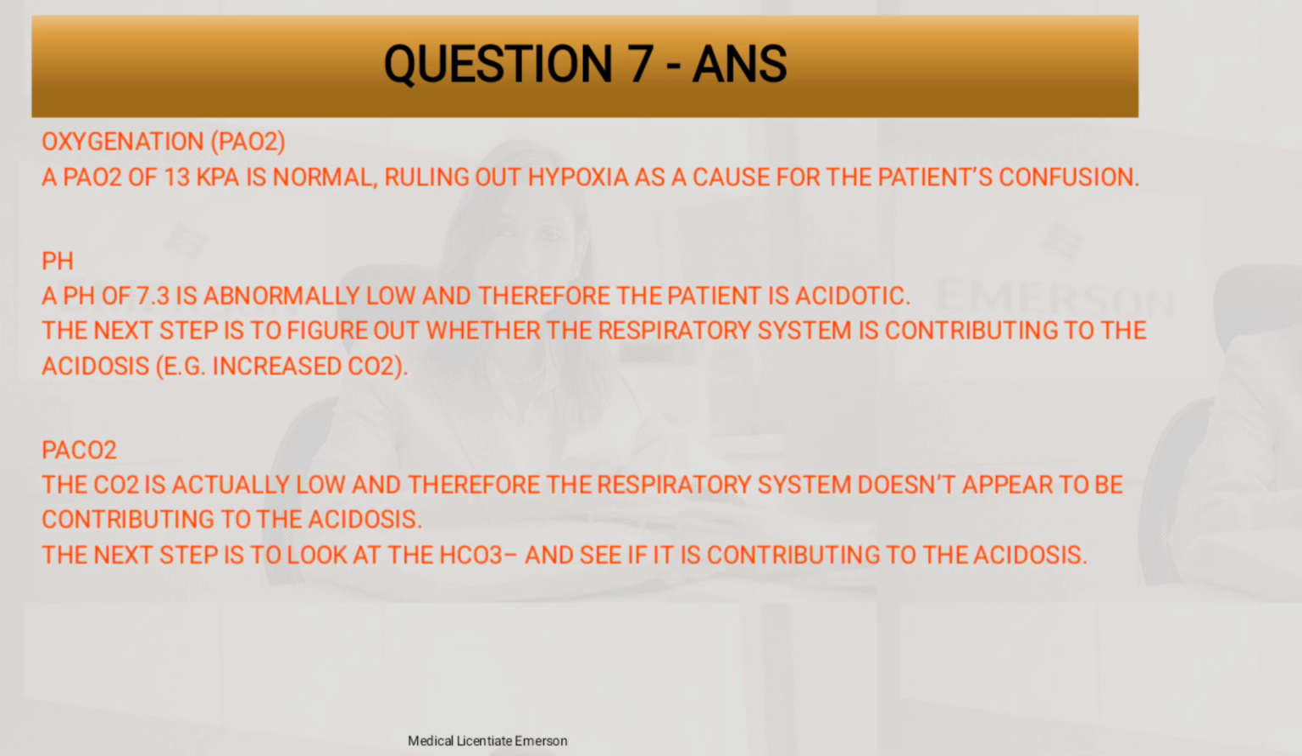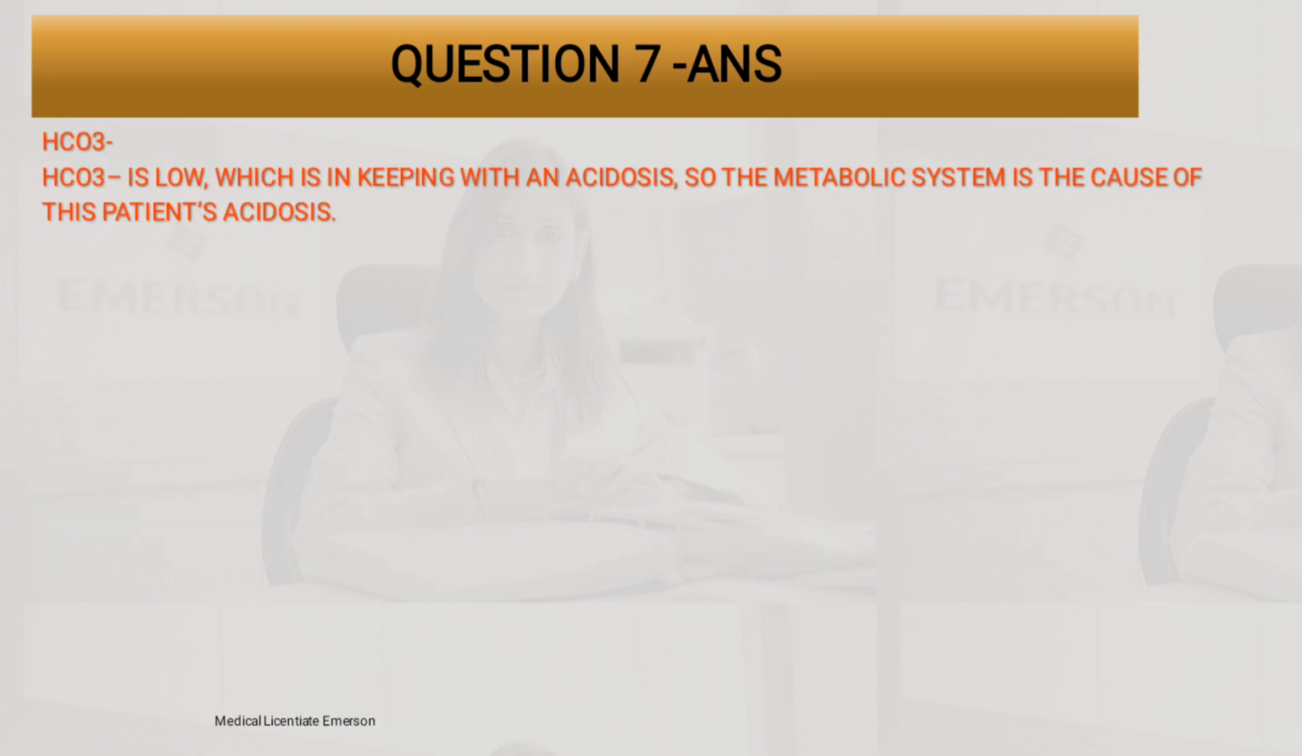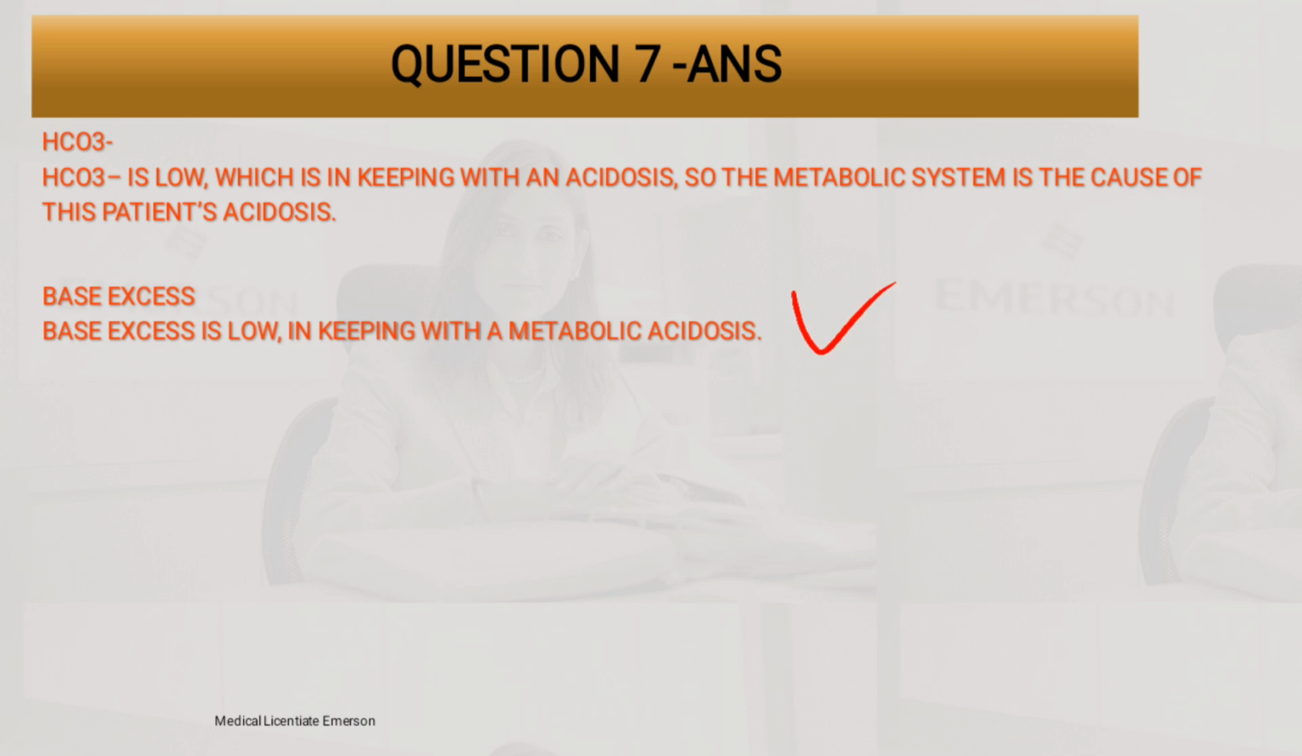But the partial pressure of carbon dioxide is actually low, and therefore the respiratory system doesn't appear to be contributing to the acidosis. So the next step is to look at the bicarbonate levels and see if it is contributing to the acidosis. The bicarbonate in this case is low, which is in keeping with an acidosis, and so the metabolic system is the cause of the patient's acidosis. Then the base excess is low, which is also in keeping with the metabolic acidosis.